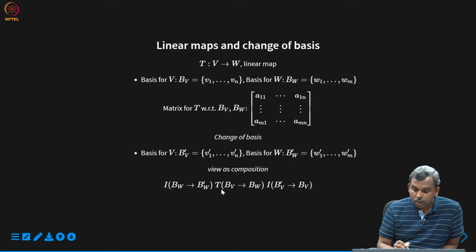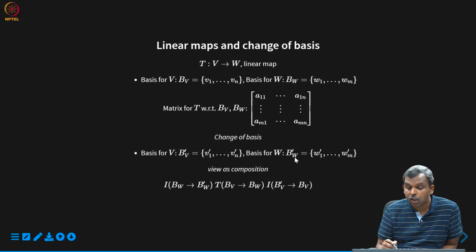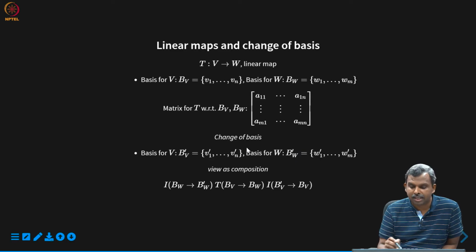Okay, I know the transformation from BV to BW, but my vector input is being given in B prime V, right? So that's what this means. When I want a change of basis, I want to specify my input as a linear combination of B prime V, and I want you to give me the output as a linear combination of B prime W. That's what I want when I say change of basis from B prime V to B prime W.